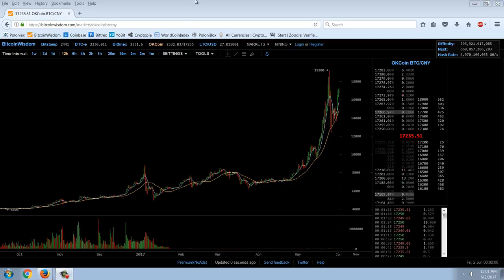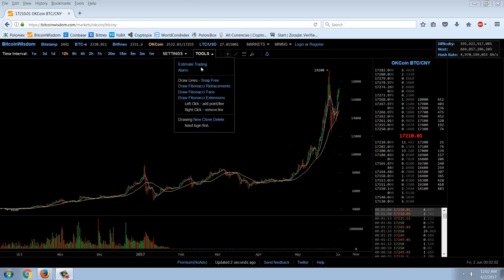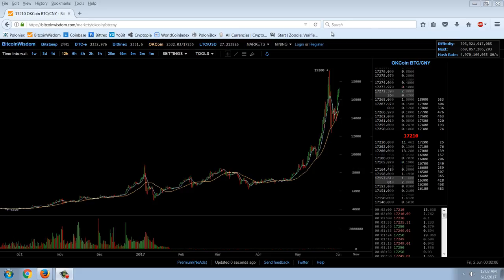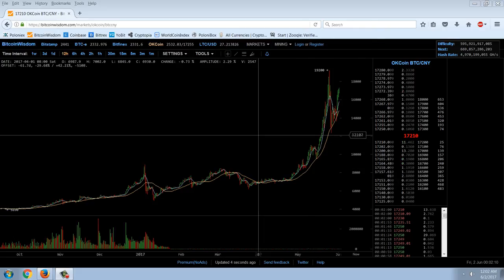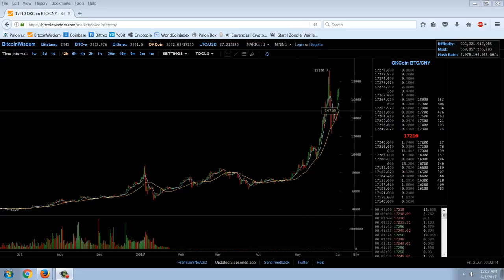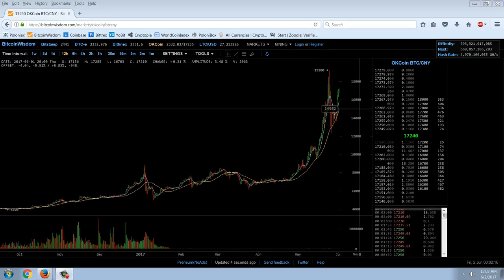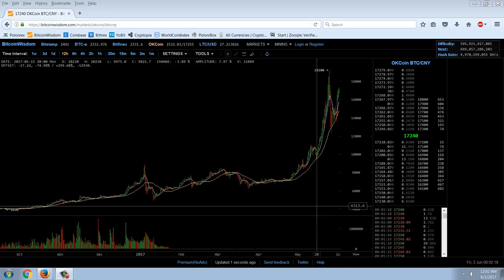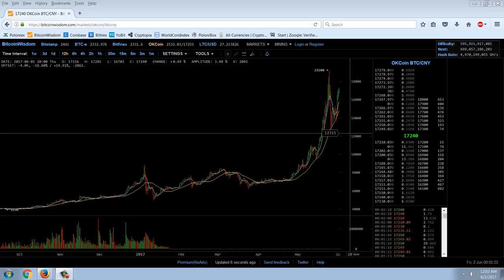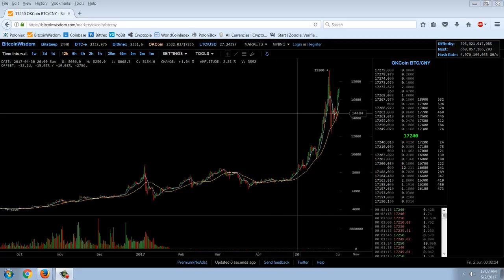Let's start out with the Bitcoin chart at OKCoin in China. What I wanted to point out about this chart is that this is not behaving like a traditional blow-off top parabolic. It can happen, but normally you just don't get this type of a bounce back when you have a parabolic blow-off.